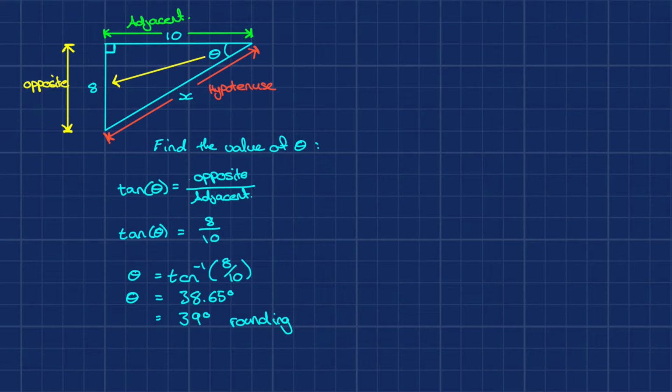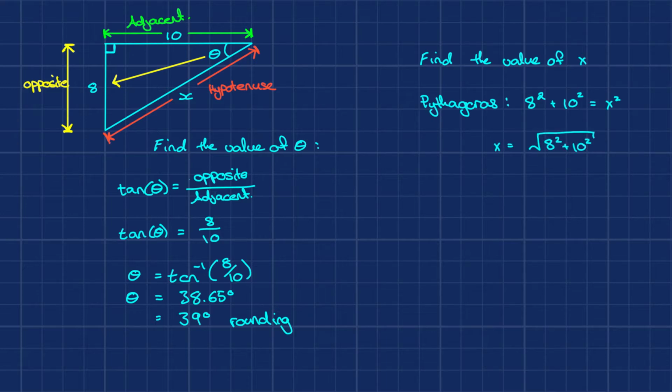And that's part A. Part B asks us to find the exact value of x. Now, this is actually pretty easy. It's just Pythagoras' theorem, right? 8 squared plus 10 squared is equal to x squared. So x is equal to the square root of 8 squared plus 10 squared, which is 12.806. And if you round to one decimal place, 12.8.